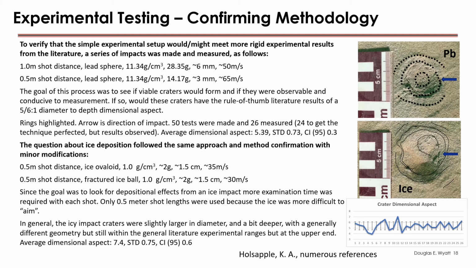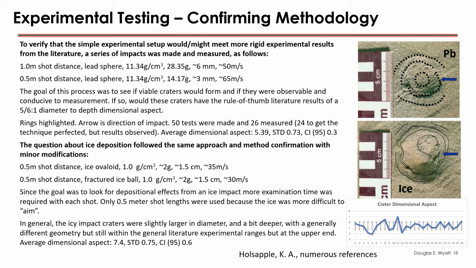Most importantly, we did meet some of the scaling criteria necessary for these experiments, in that we did hit the approximate 5 or 6 to 1 diameter to depth ratio that is in the literature. Plus, we had some of the exact same geomorphic features that are found in the literature. The picture on the top with the Pb is a remnant lead shot. That would be like a stony meteorite hit, and you immediately recognize that pattern. The pattern on the bottom is an icy hit, and they were almost always a little bit geomorphically different.